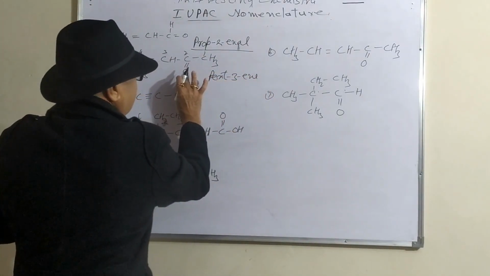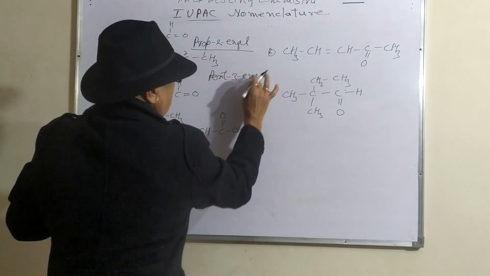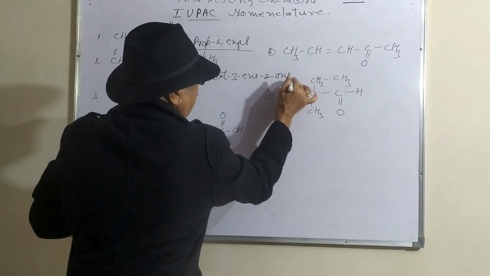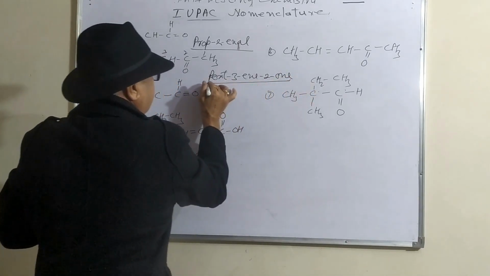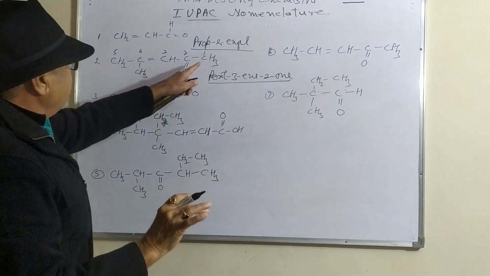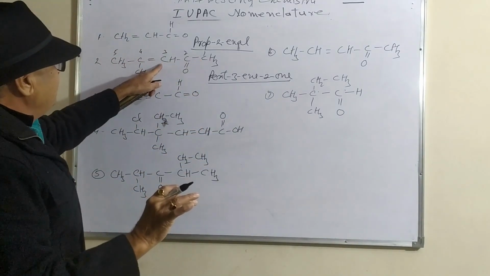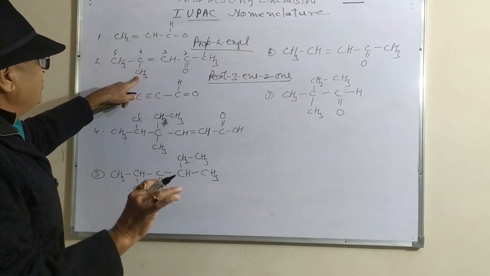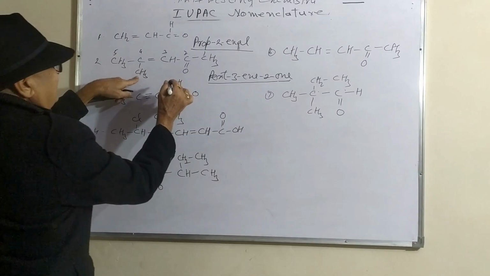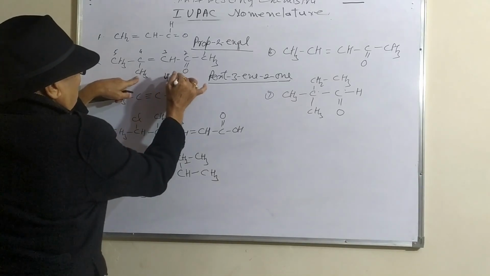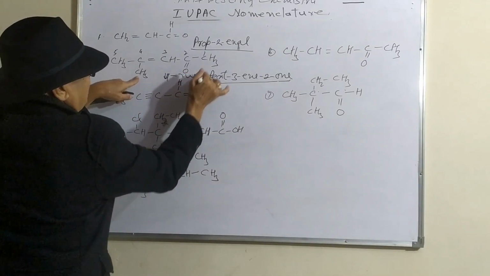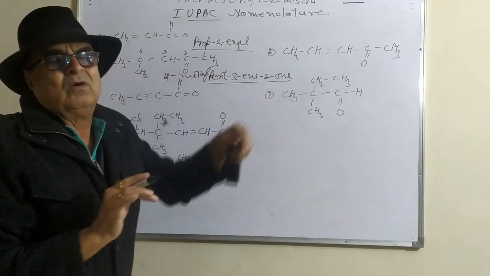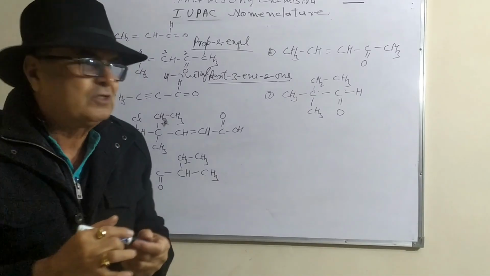So the name will be 2-enone, pent-3-en-2-one. The name of this compound will be pent-3-en-2-one. Now this CH3 group is here, so you can write 4-methyl. You can write here 4-methylpent-3-en-2-one. This is the name of this compound.